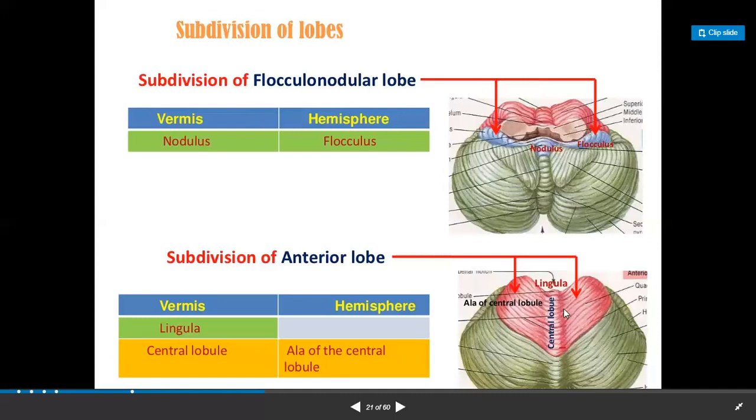Then the subdivisions of the anterior lobe. In the anterior lobe, the parts of the vermis we have: first is the lingula, which will not have any corresponding cerebellar hemisphere. Then this area is the central lobule, which is in communication with the ala of the central lobule. That means this area of the anterior lobe is called the ala, which is in continuation with the central lobule part of the vermis.